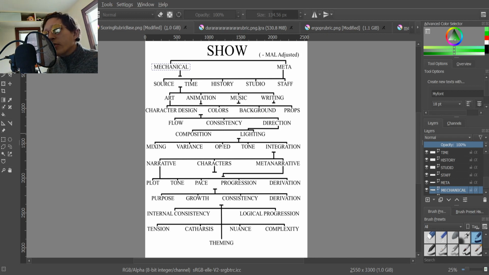But 0 also functions as a way to specify I didn't care about that thing, or I don't remember that thing. I'm ambivalent, or I don't know enough about that particular aspect of a show, right? So for me, music is this way a lot of the time. I'm not somebody who knows a lot about music. So if we go down to the music branch, right down around here, so mixing, variance, the OP and the ED, tone and integration. Some of these, if it didn't stand out to me, I would place a 0 here because I don't have the knowledge necessary to accurately score this thing. I would also put a 0 there.